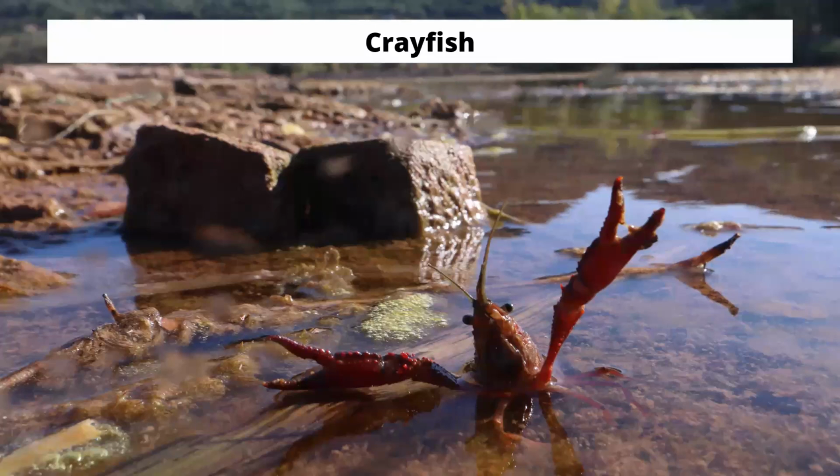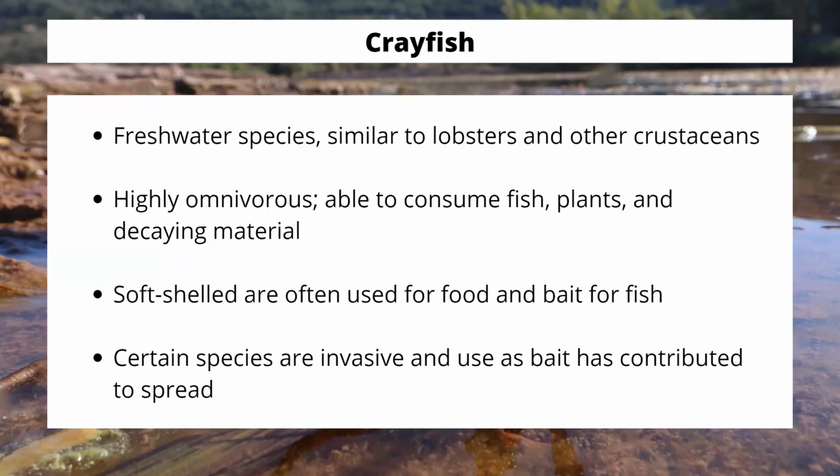And then one last one I wanted to touch on are our crayfish. We have a few crayfish here in Indiana. Most of them are in the southern portion of the state. Crayfish are crustaceans. They are very similar to lobsters and similar crustaceans. They will just look like miniature lobsters if you see them. They are very omnivorous. They're able to consume fish, plants, and other decaying material. And depending on where you live in the United States, you may see them as a great food source. Here in Indiana, we often see them when they're in their soft-shelled state as a great bait for fish.